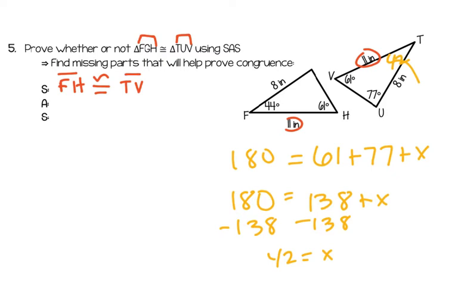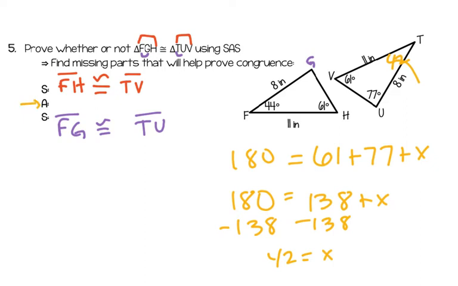Now, I also know if I look at the sides that are labeled with an 8, I also know that they're congruent. So I'm going to come in here and I'm going to put that down here where I say that this should be a G. I'm not sure if yours is labeled or not. But anyway, I'm going to say FG is congruent to TU because it is. Okay, they're both 8.